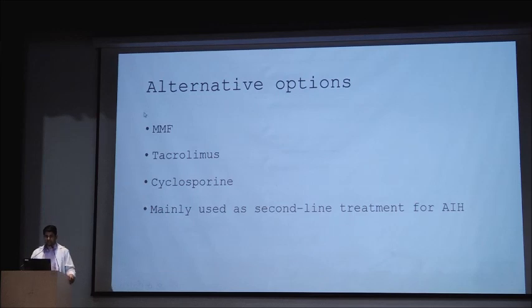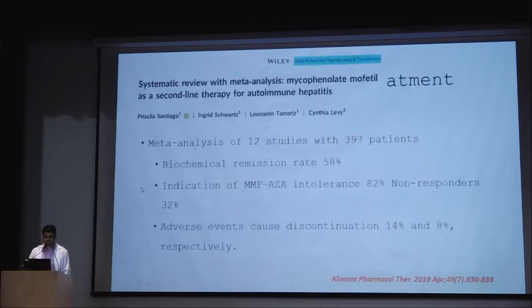So, what are the alternative options? The main alternative options are mycophenolate mofetil, and tacrolimus and cyclosporin. MMF is the most commonly used second line treatment for autoimmune hepatitis. It was used as a second line treatment option in patients with azathioprine intolerance or non-responders, in around 82 and 32% of the patients.